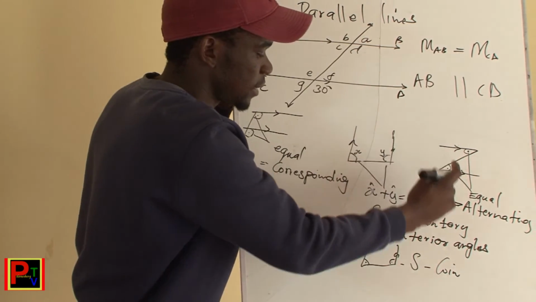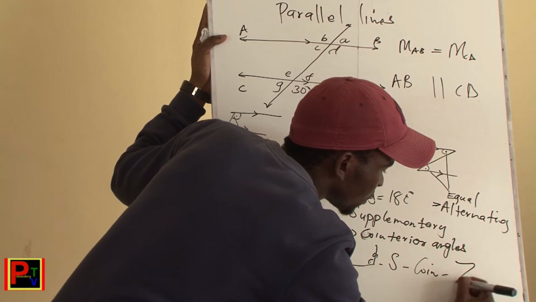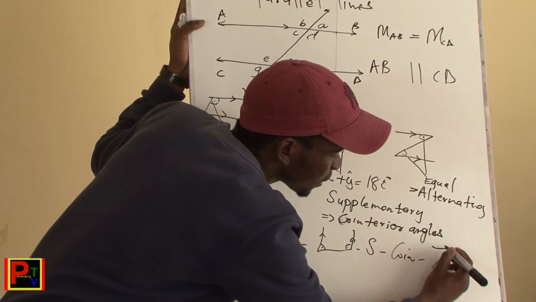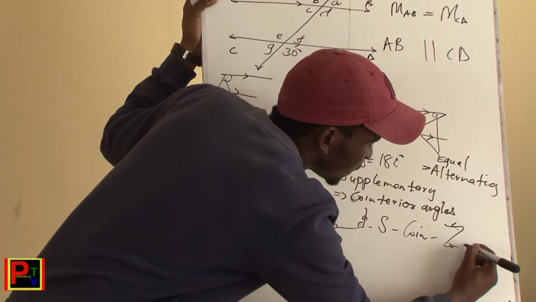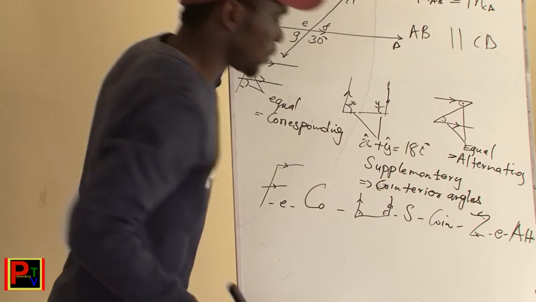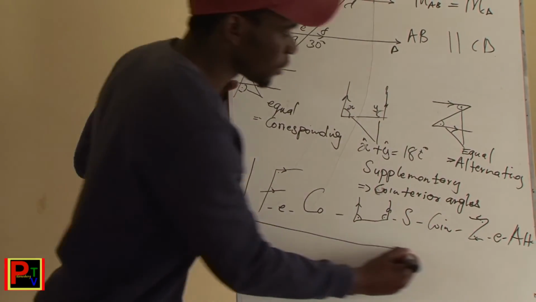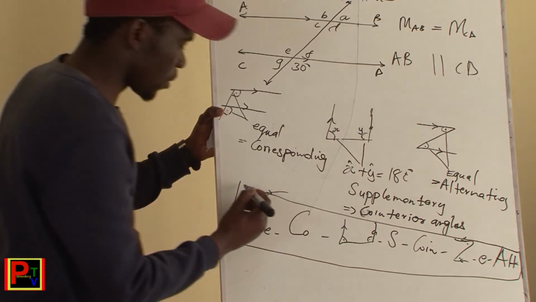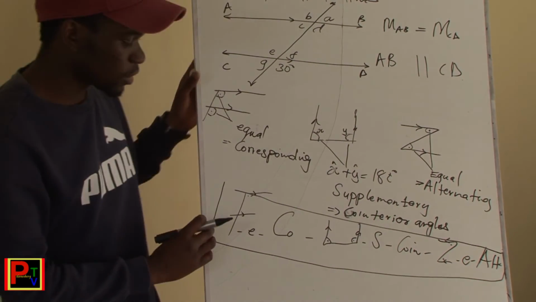Then the last part is the Z shape. If you have the Z shape, just know that our main focus is these two angles. Now, how are they? They are equal. The reason is alternating. So, have this mnemonic. Always, when you come across parallel lines, just use this mnemonic.